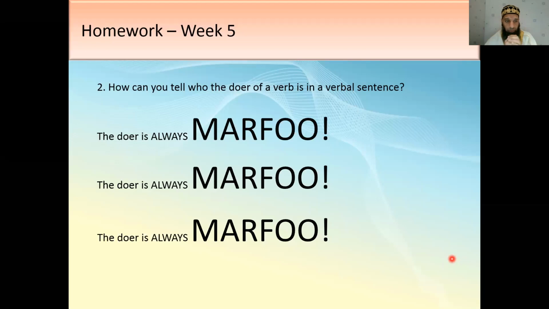We did this last week, lesson 5. And the other thing is that the thing that the verb is done to is mansub. That's why we had to learn marfu, mansub, majroor, because we needed to translate verses. Without knowing that rule, you cannot translate the Quran. You're going to struggle on verbal sentences. So the doer is always marfu.